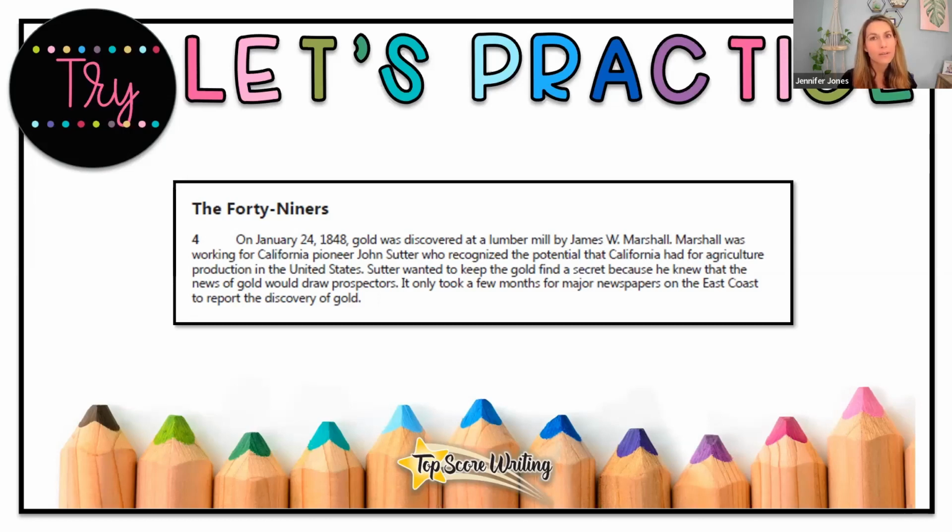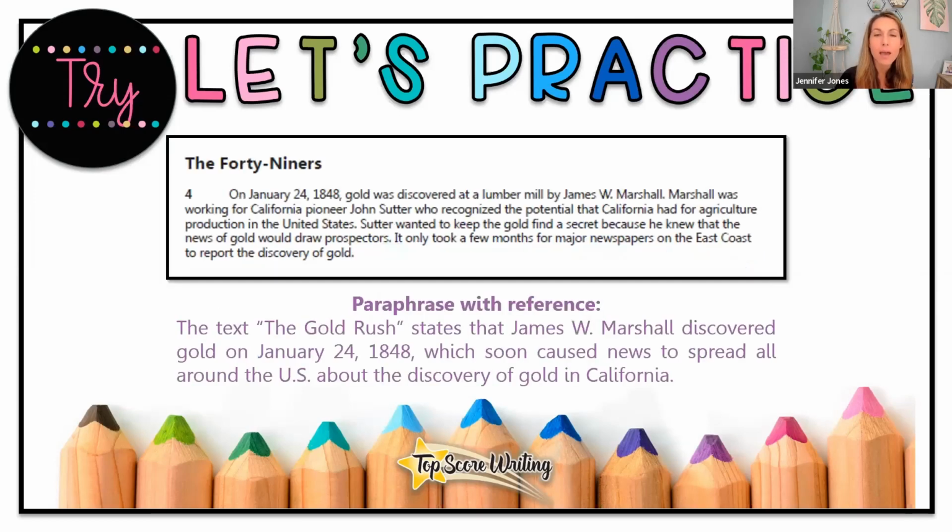And when Marshall discovered the gold while working for Sutter, Sutter decided he wanted to keep it a secret. Because if everybody knew that gold had been discovered in California, then they would have been flooded by people. So he tried to keep it a secret for as long as possible. And really, it only took a few months before the newspapers on the East Coast discovered his amazing discovery. So now I'm going to show you an example of a correct or complete paraphrase.